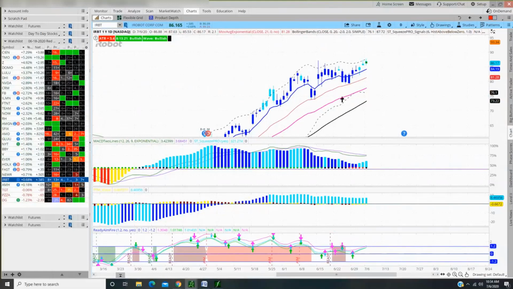Let the squeeze come to you. And if it doesn't come to you, so what? We just went through the chart. I mean, you guys got unlimited amounts of money.